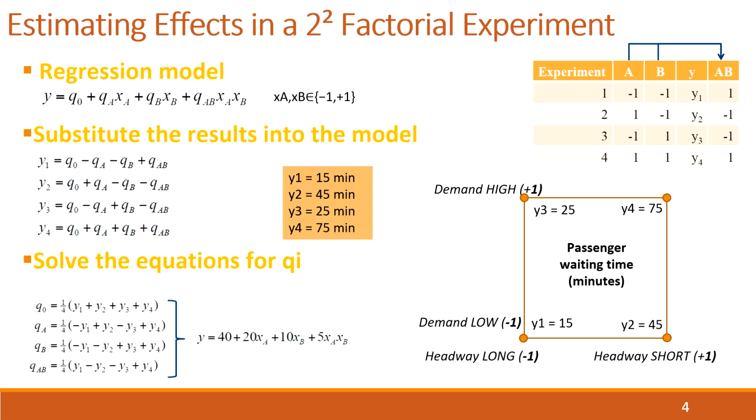On this slide, we estimate the regression coefficients using the four simulation results. We substitute the observed waiting times, y1 to y4, into the model equations and solve for the coefficients q0, qa, qb, and qab. Here, q0 represents the overall average waiting time, qa and qb represent the main effects of passenger demand and headway, and qab captures the interaction between them. The final fitted model shows how changing each factor from its low level to its high level affects passenger waiting time.